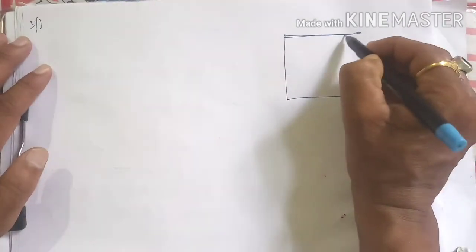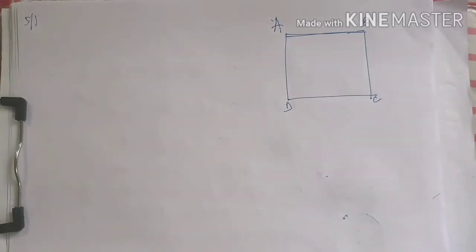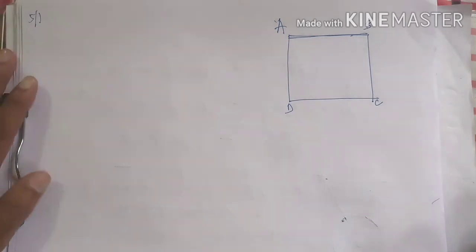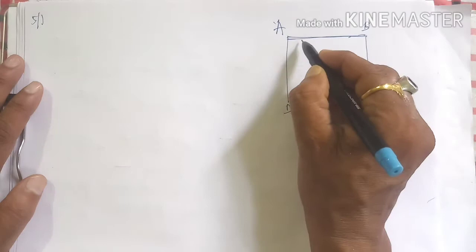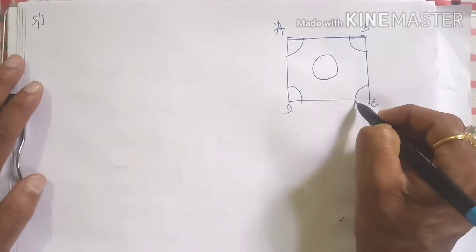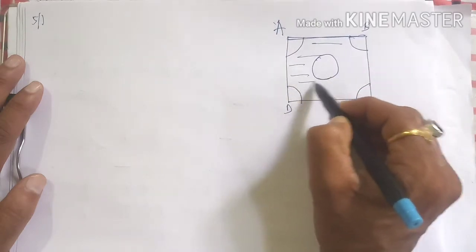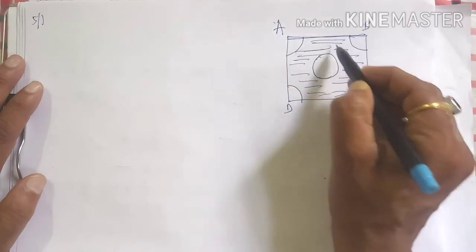The question number 5. Here you see, this is a square ABCD. In the middle a small circle is there, and at each corner a quadrant like a sector. Now the remaining portions are the shaded region. These sections are the shaded parts.